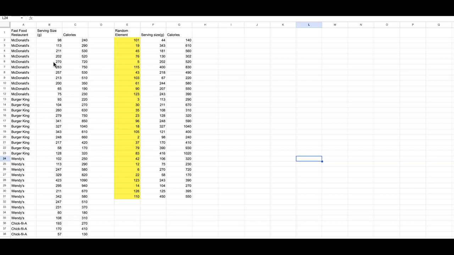So here we have the different serving sizes and calories contained within various different fast food items. And here we have the random element, which is a method for sampling randomly. And so we have a sample size of 30, and then here is the serving size, and here's the calories.